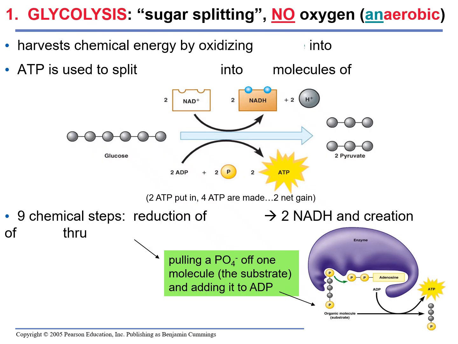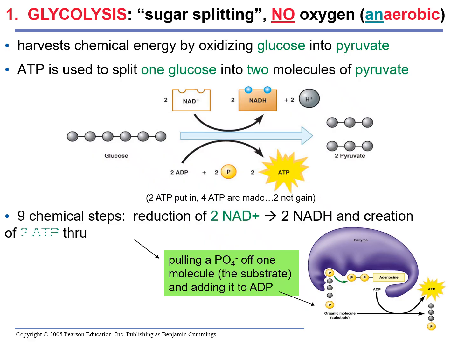So the glycolysis process harvests chemical energy by oxidizing glucose into pyruvate, and ATP is used to split one glucose into 2 molecules of pyruvate. 9 chemical steps happen: the reduction of 2 NAD pluses, which become 2 NADH, and the creation of 2 ATP through substrate level phosphorylation. Substrate level phosphorylation is when an enzyme plucks a phosphate from a substrate and uses it for ATP.